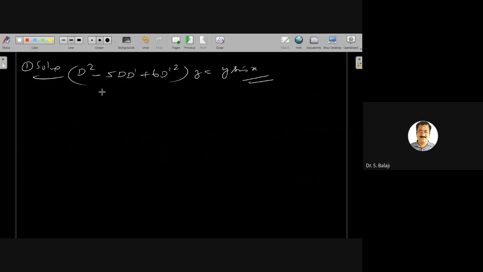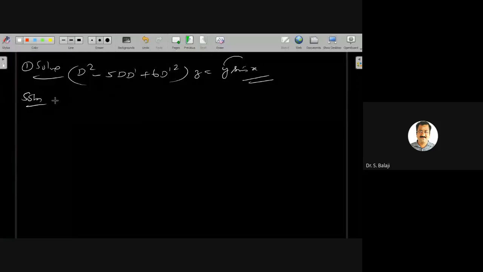(D² − 5DD′ + 6D′²)z = y sin x. Here we have a product of functions: this is an algebraic polynomial and this is trigonometric. The product of an exponential function with another function, you know the procedure from the previous type 4, but there is no exponential here. It is only sine or cosine times an algebraic polynomial. Therefore, you can use the type 5 procedure.